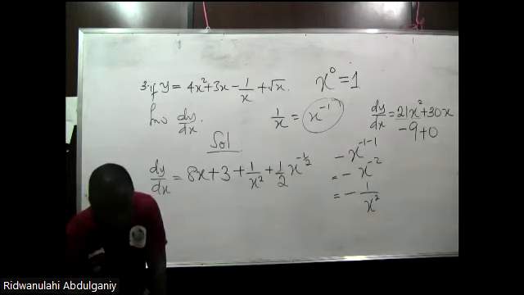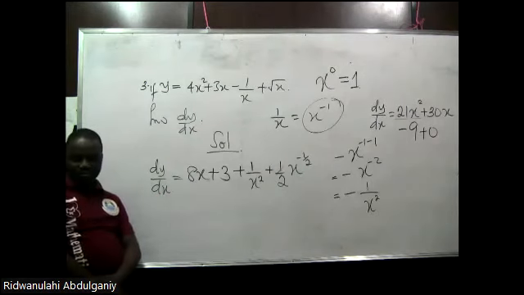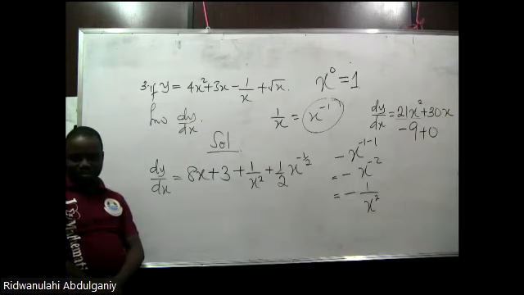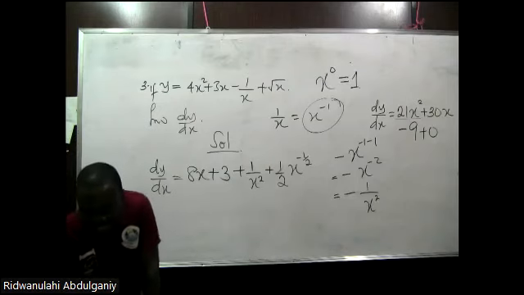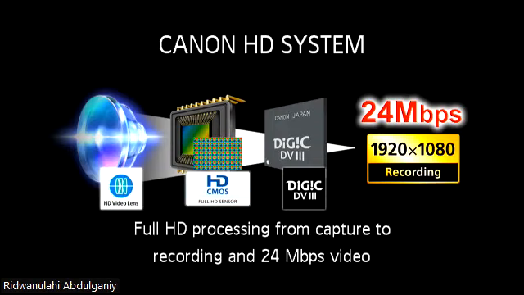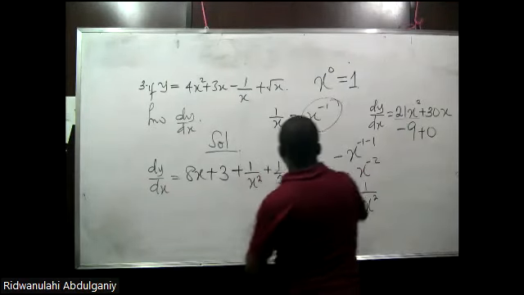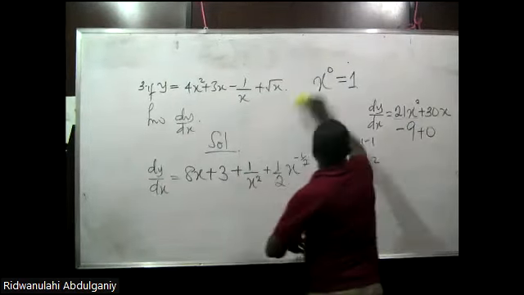OT patients, kindly unmute yourself. Good evening, sir. Good evening, how are you? Fine, sir. So my question is, how do you get 1 over x squared after the plus 3? I just explained it now, but let me re-explain.